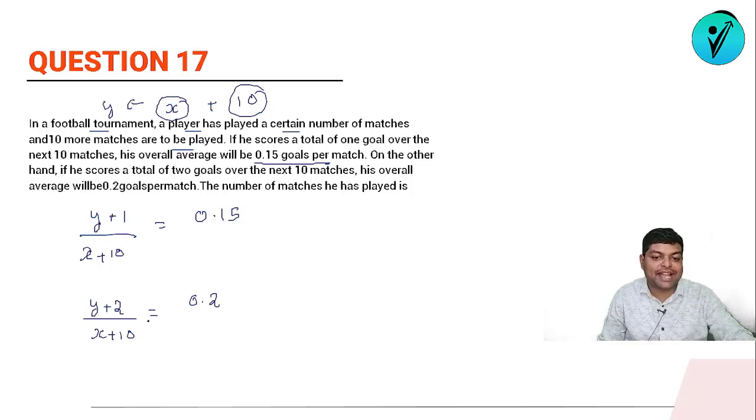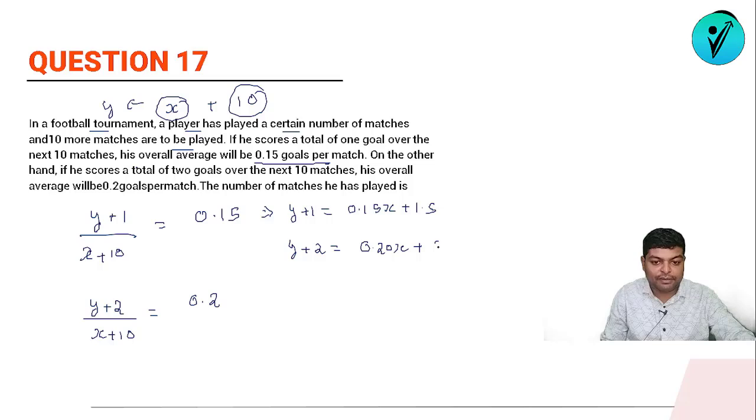So what is the number of matches played here? So what we have to do, so see, we can get a linear pair of equations. तो यहाँ से आप बोल सकते हो, from this equation we can say y plus 1 is equal to 0.15x plus 1.5. ठीक है, y plus 1 equals 0.15x plus 1.5, and from this we can say that y plus 2 equals 0.20x plus 0.2, yani it will become 2.